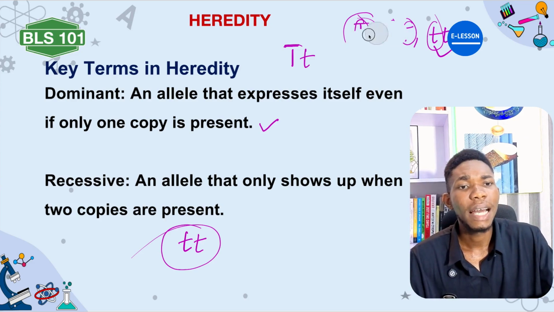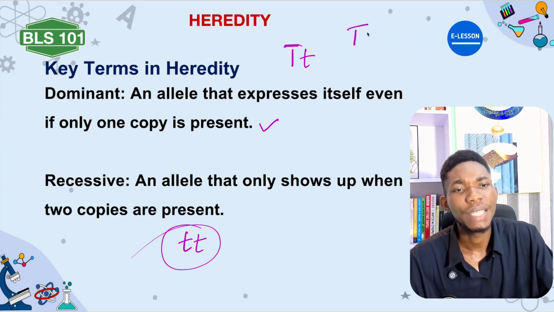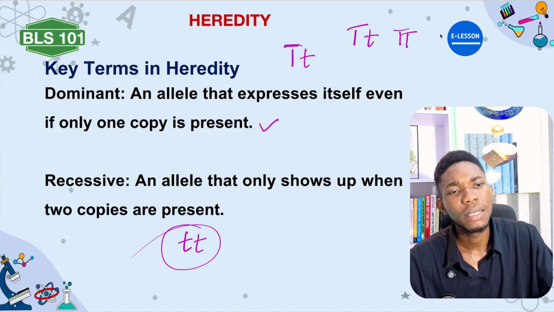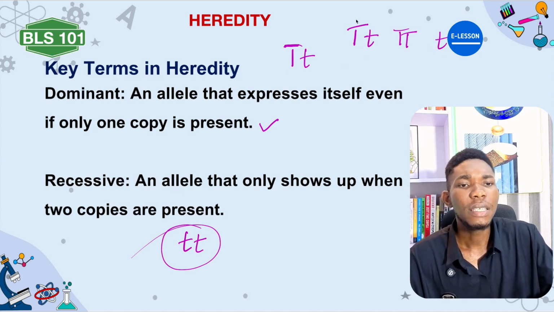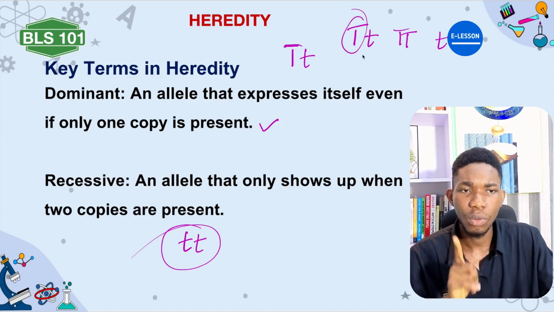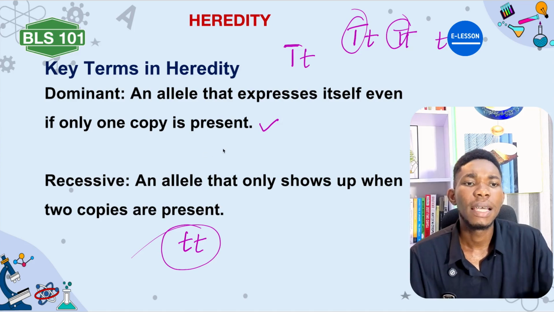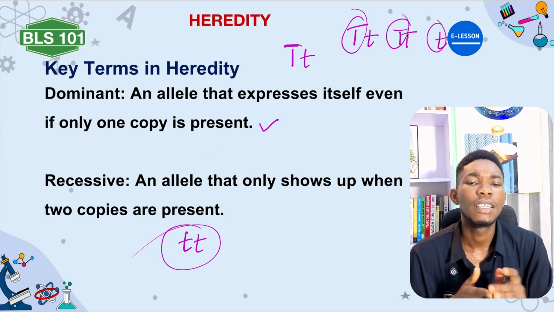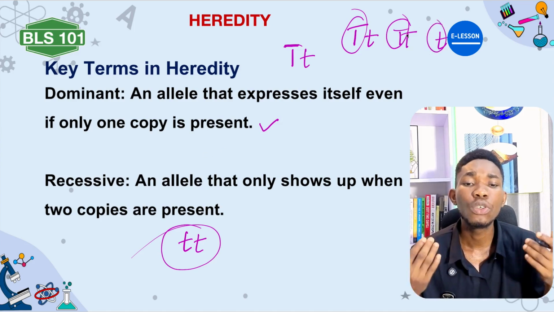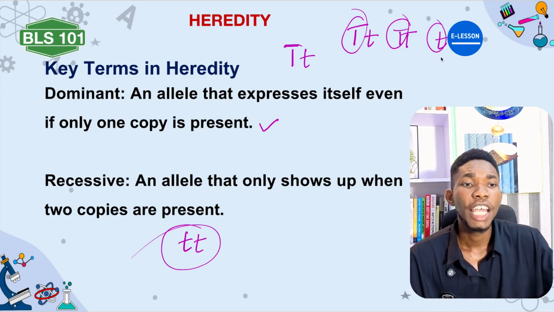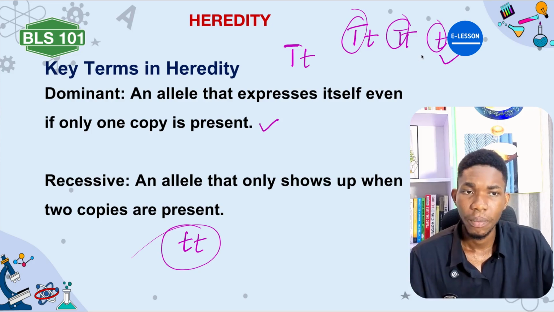Because when you are talking about the allele, we are not talking about a pair. We are talking about one of these T. So if I have TT, TT, TT, this big T here is dominant. This small t here is what? Recessive. Because it will only show up that this person is short if you have two copies of this allele present. Are you getting it?